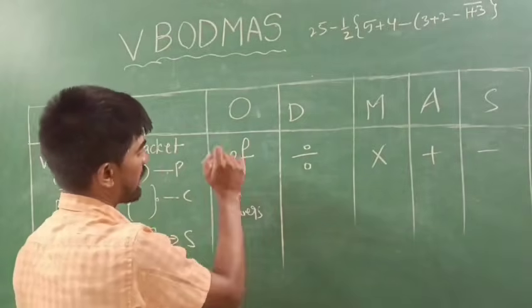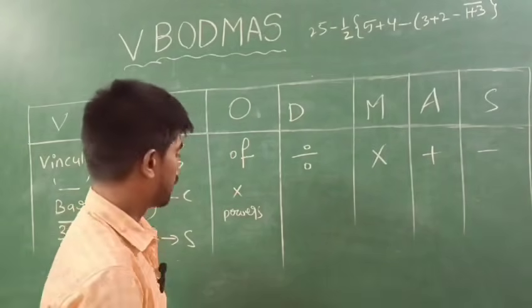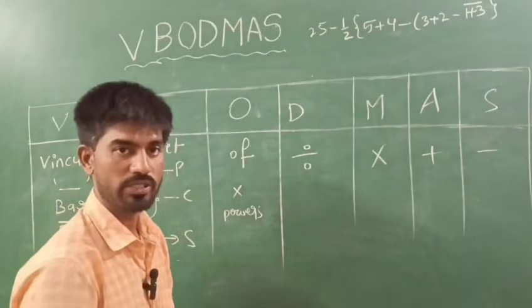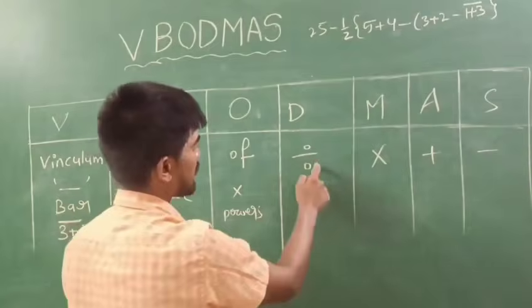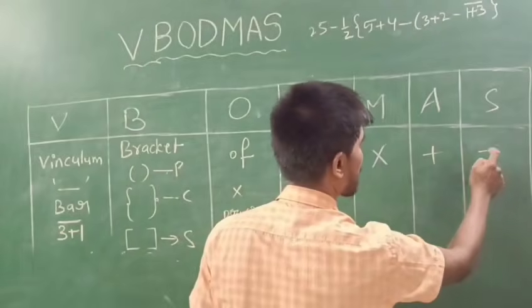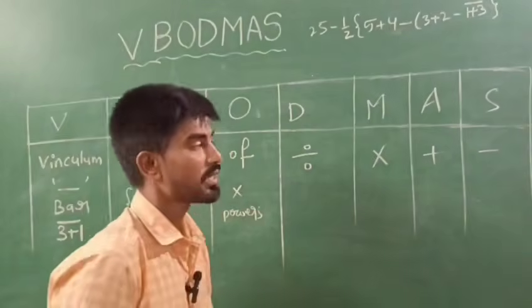O stands for of. Here sometimes we use multiplication, sometimes we also use powers. D stands for division. M stands for multiplication. A stands for addition. S stands for subtraction.